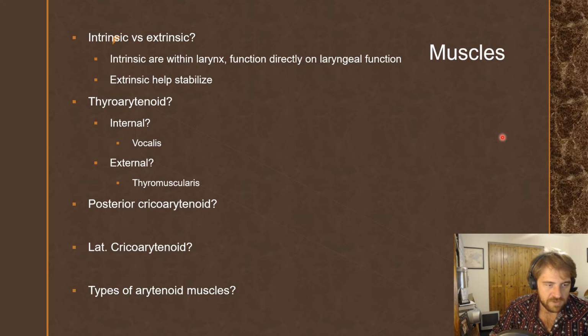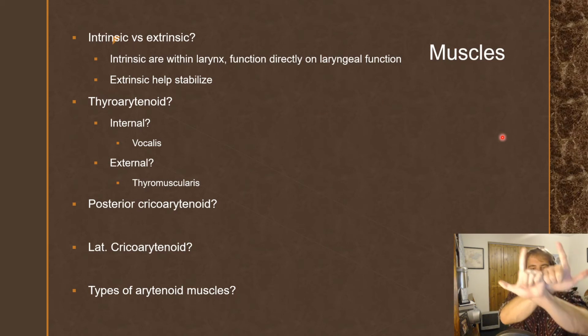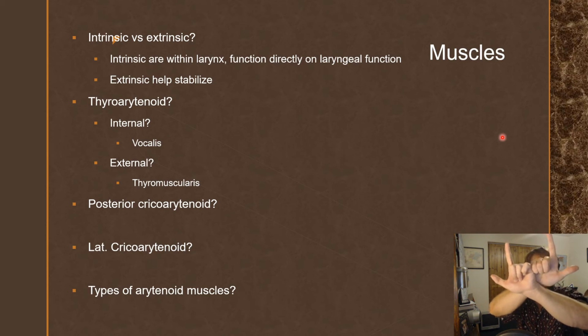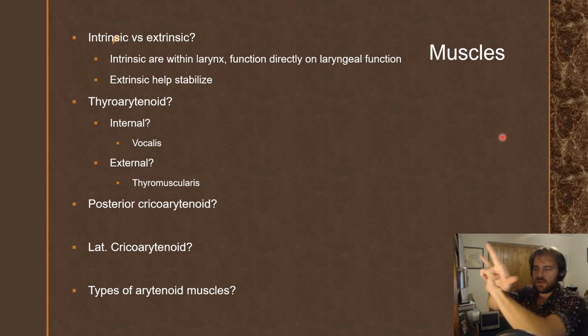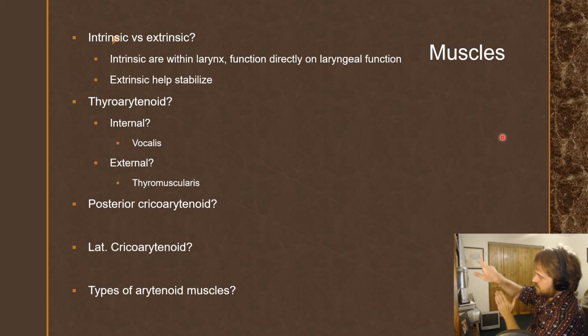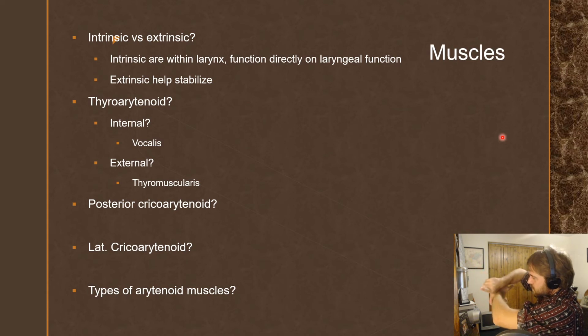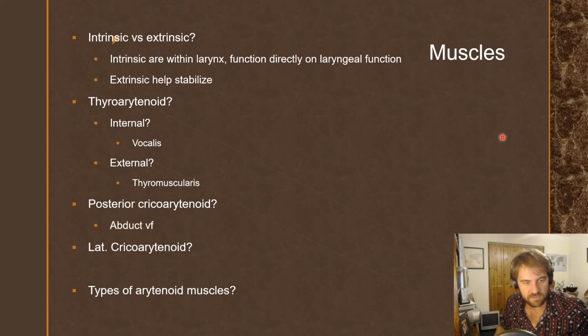Okay, what about the posterior cricoarytenoid muscle? What does it do? Well, maybe it would help if I did this thing again, right? So the posterior cricoarytenoid muscle, you can think of it hooking on right here, and it kind of moves a little bit backwards towards the laminar portion of the cricoid cartilage. It's going to pull like this. So it's going to give you abduction of the vocal folds.